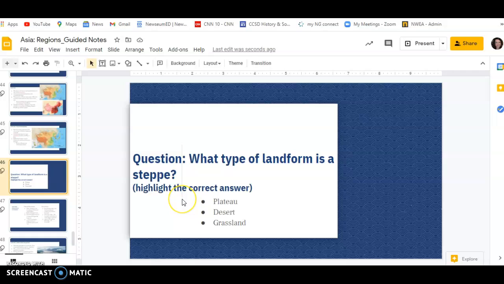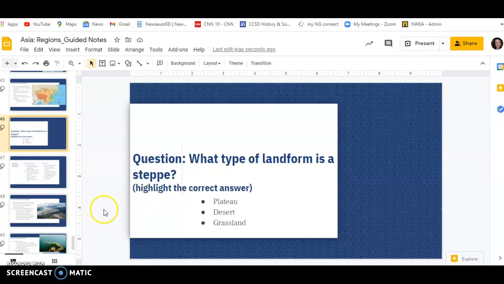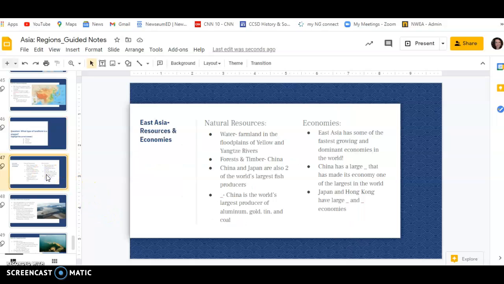Right. We are on question 46. Just to remind yourself, you're welcome to go back and look in these notes. What type of landform is a steppe? You may also pause this video if you would like more time to answer that. Your options are plateau, desert, or grassland. And we'll join and we'll start with slide 47 when you are finished answering that question.